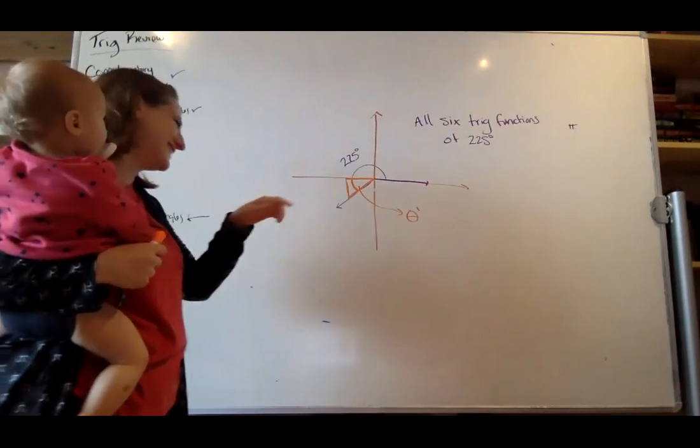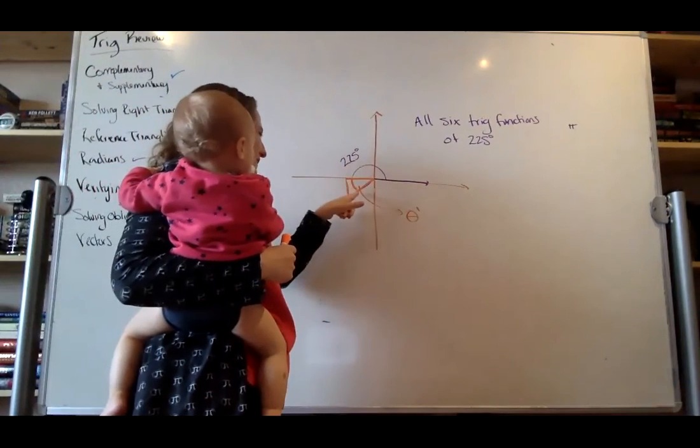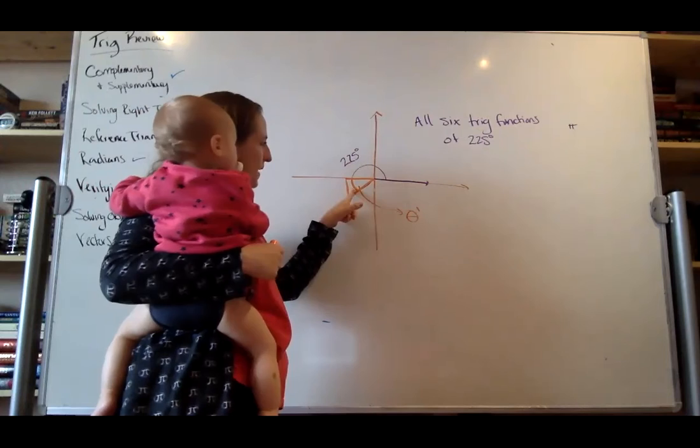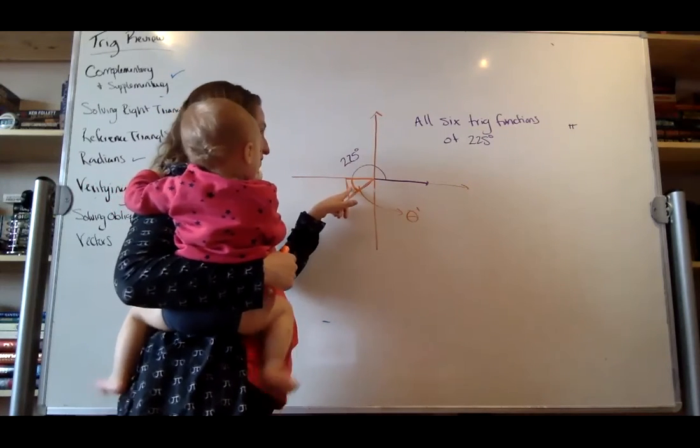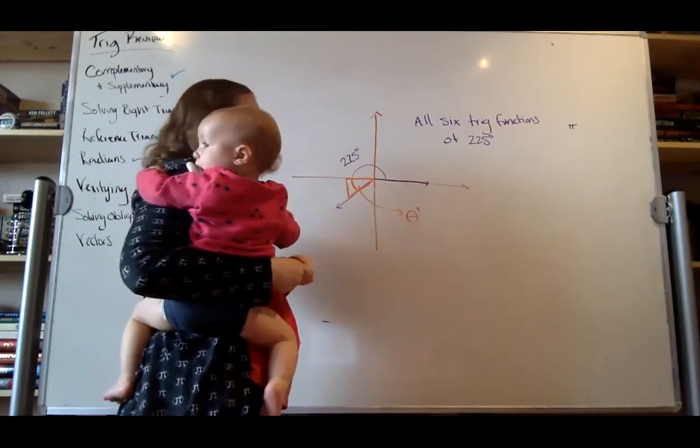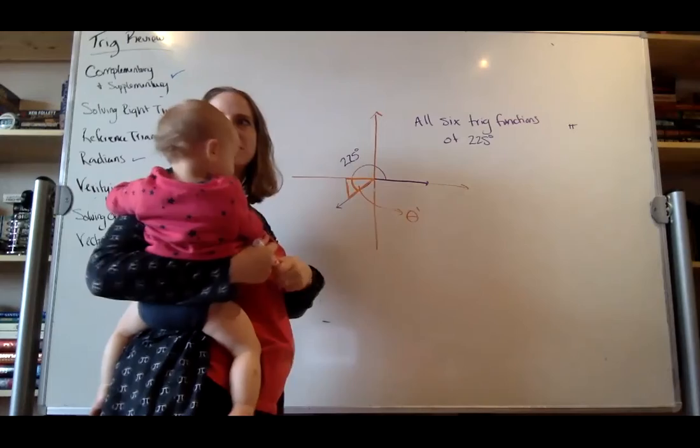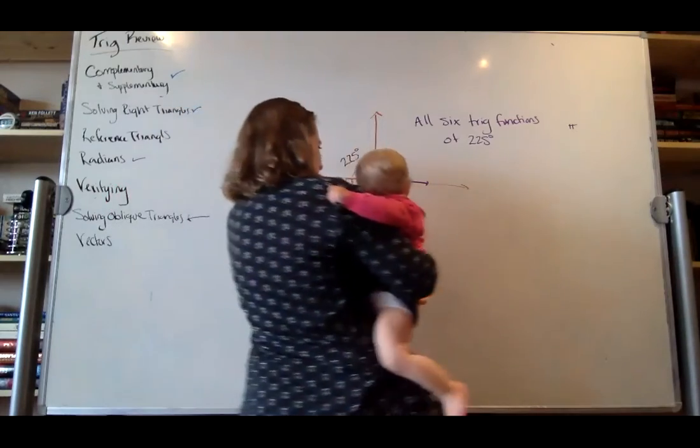So in this case, our whole angle measure is 225. If we just want this little piece here, we would do 225 minus 180. 225 minus 180 is 45 degrees.